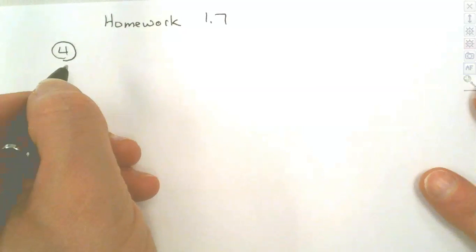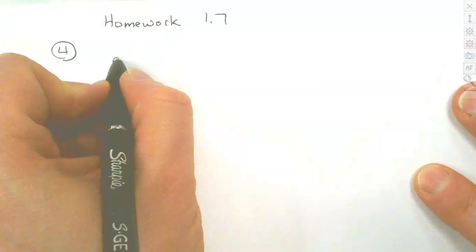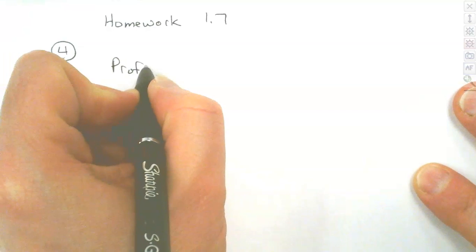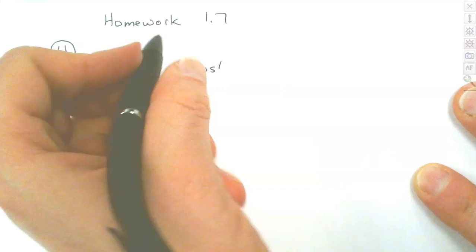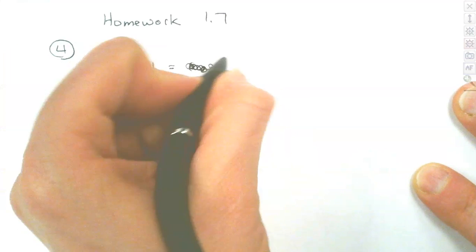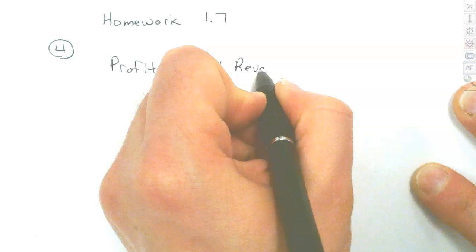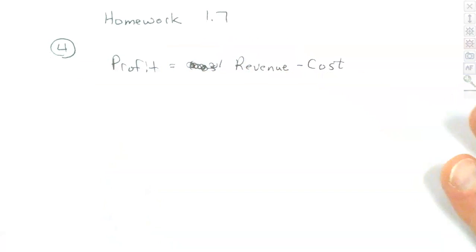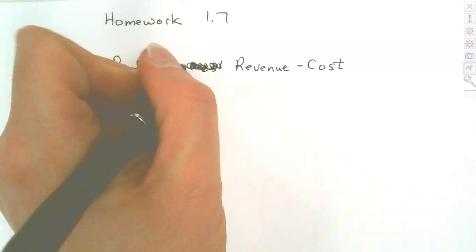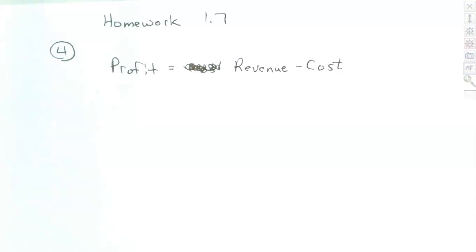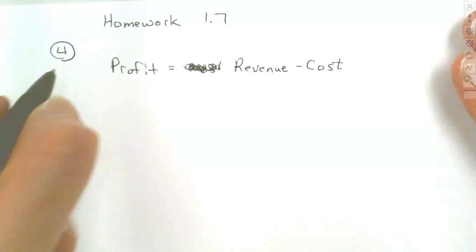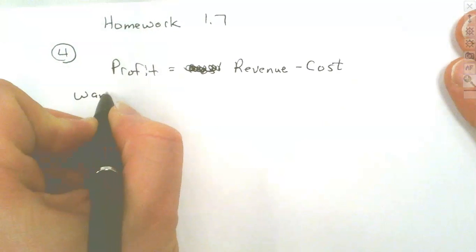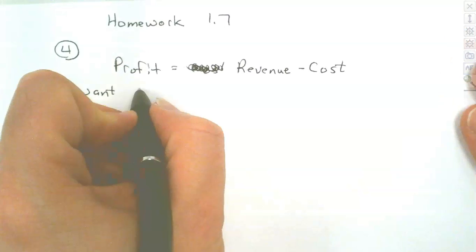How do we define profit? Well, profit is the revenue minus the cost. Let's put the correct order here. So that's what our profit is defined to be. Profit is defined to be the revenue minus the cost. Now, what do we want? Well, we want to make a profit.